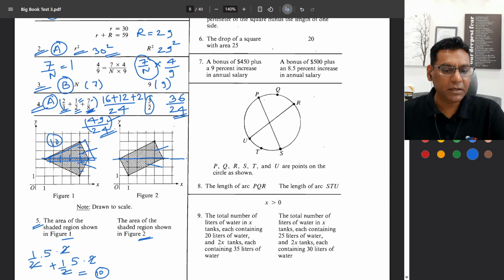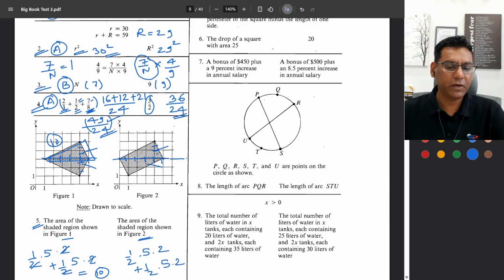Same thing here. Let's see 1, 2, 3, 4, 5. So again, it's 5 base and 2 height. Although it looks very different, it's essentially the same calculation we are doing here. So here also the answer is going to be 5 plus 5 is 10. Both these quantities are the same number actually. So the answer is going to be answer choice C.